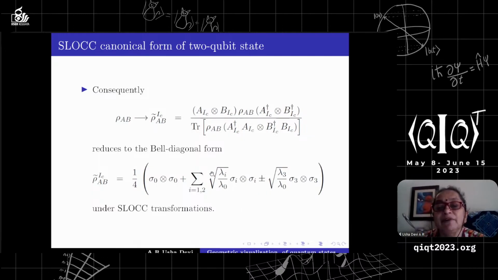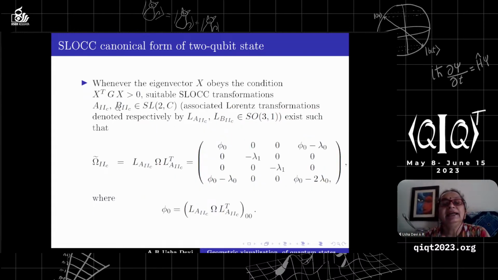And in the Bell diagonal form, you notice that sigma 1 tensor sigma 1 and sigma 2 tensor sigma 2 are given by root of lambda 1 by lambda naught, lambda 2 by lambda naught. They are eigenvalues of the G omega matrix, and lambda 3 by lambda naught comes here. So this plus or minus is related with the determinant, which is very important when we try to analyze this kind of structures. But right now what I am telling you is you have to analyze the eigenvalue, eigenvector structure of the G omega matrix of a 2-qubit density matrix.